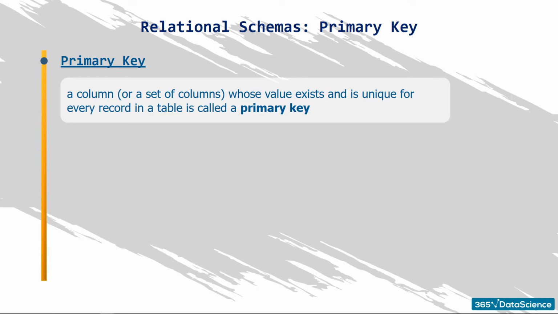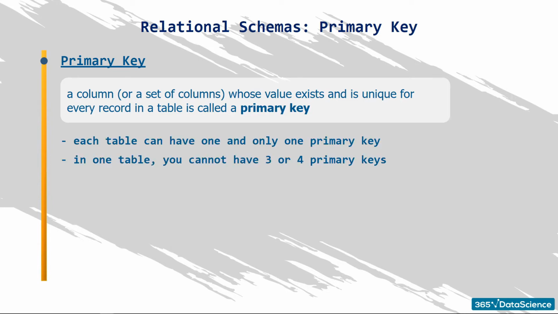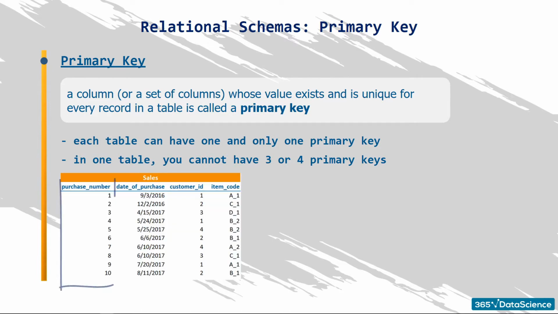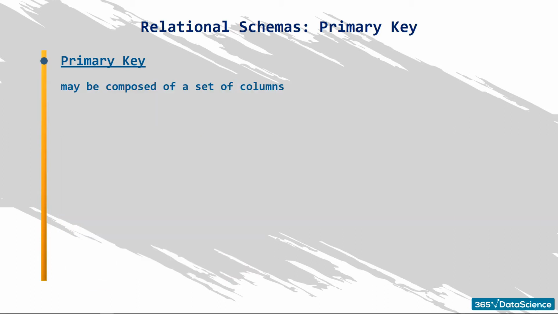Each table can have one and only one primary key. In one table, you cannot have 3 or 4 primary keys. For instance, in our sales table, purchase number can act as a single column primary key, and there will be no other primary keys. If the database creators decide, the primary key of a table may be composed of a set of columns, not just one column.